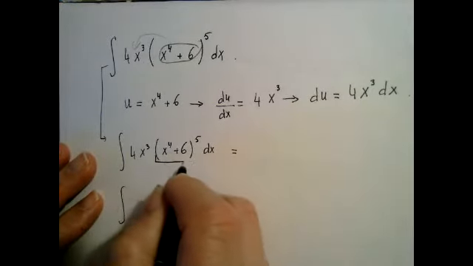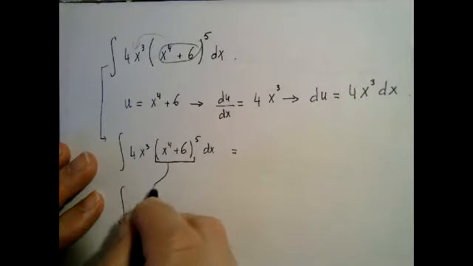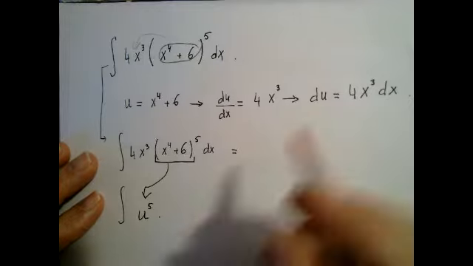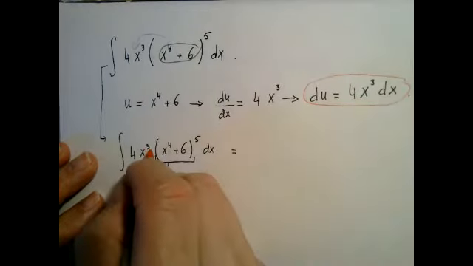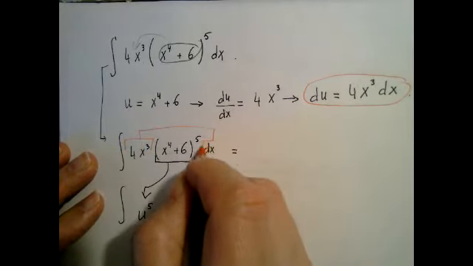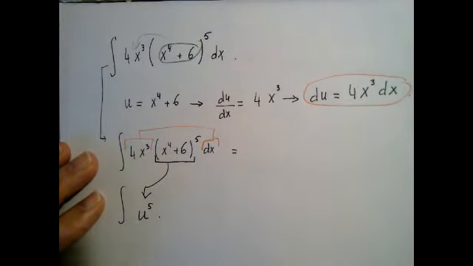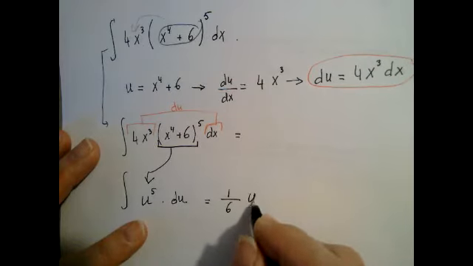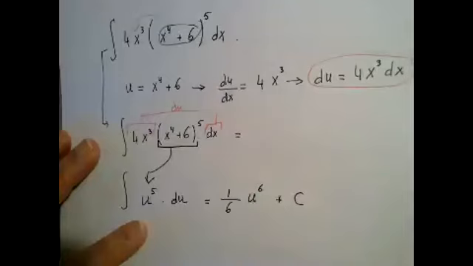Right. This piece is taken care of very easily. This is u to the power 5 times what's left. That's my du, and that's the piece that I have: 4x cubed dx. So the 4x cubed dx is really my du. So that's the integral of u to the 5 du, everything in terms of u. Now I have an integral in u, and I treat it as an integral in u. So that's 1 over 6 u to the 6 plus c.